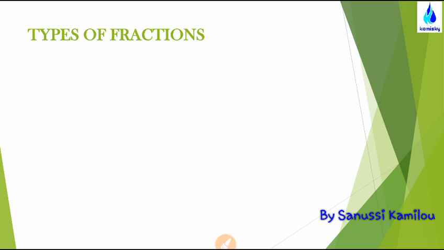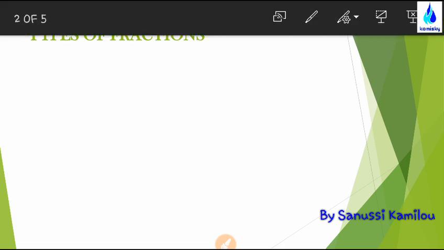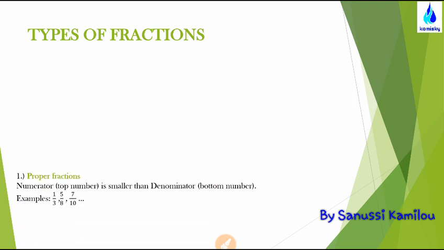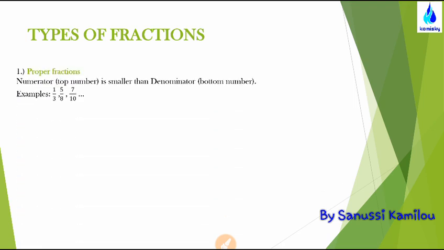Okay, so let's look at the type 1. Type of fractions. We have proper fractions. What do you call proper fraction? Proper fractions are the fractions that are having numerators smaller than denominators. What do you call numerator? The numerator is the one at the top, the number at the top, okay? And then the denominator is the number at the bottom.